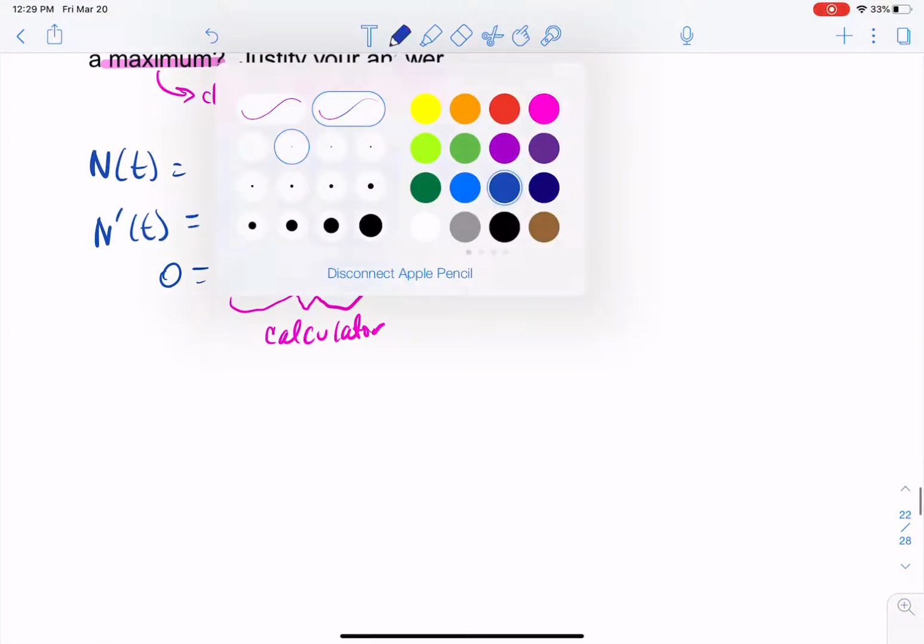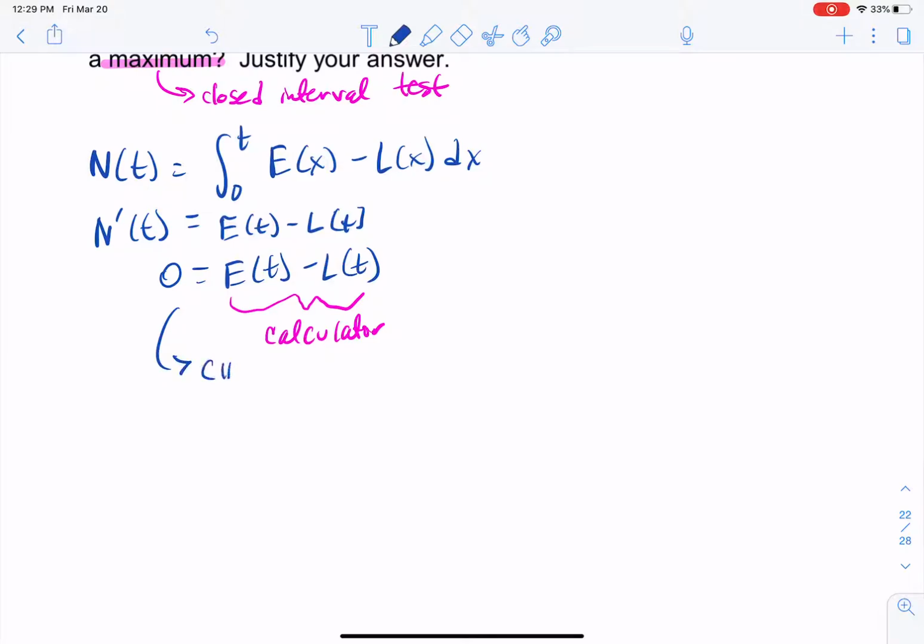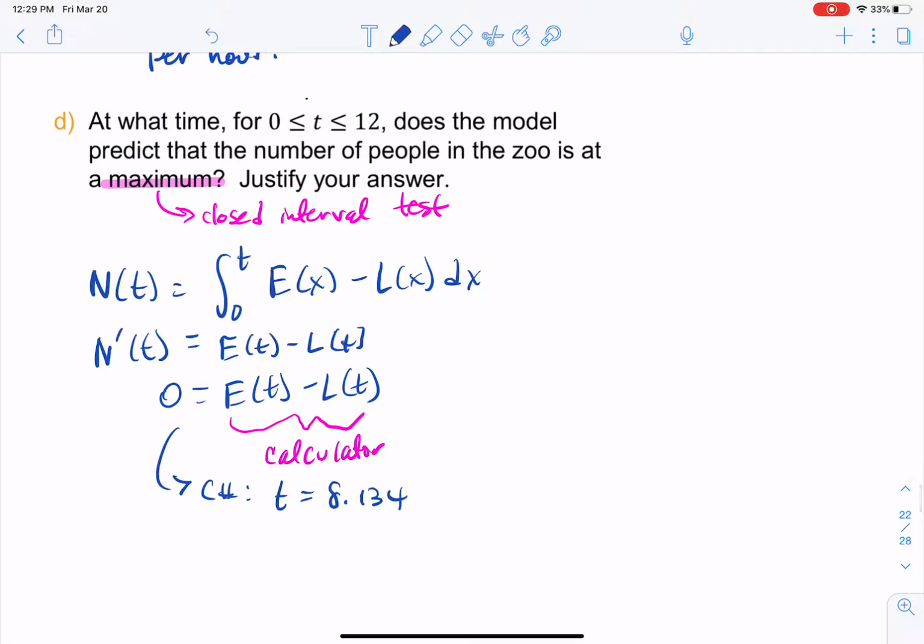So the critical number is that x is equal to, and by x I mean t, is equal to 8.134, I think it was. Right, and then the rest of the closed interval test just looks like a t-chart. We've got t values. We've got N of t values. And our points are going to be 0 and our 8.134, and then finally our other endpoint of 12.